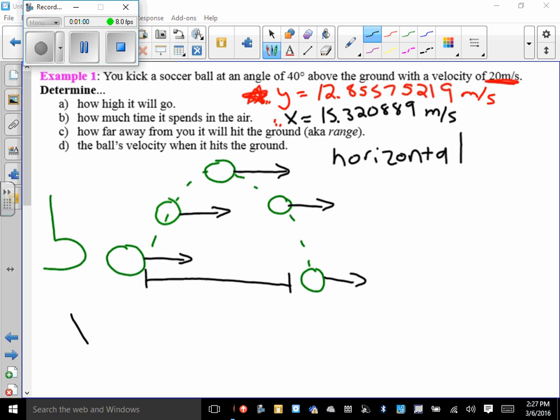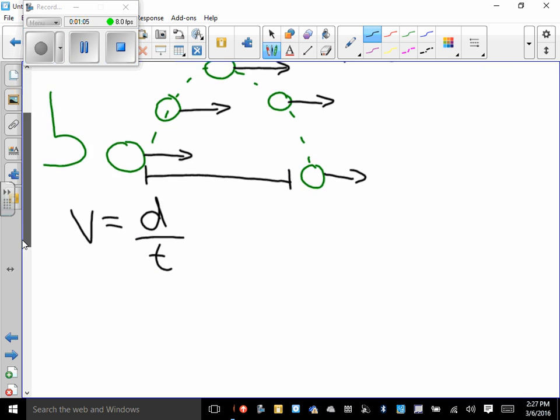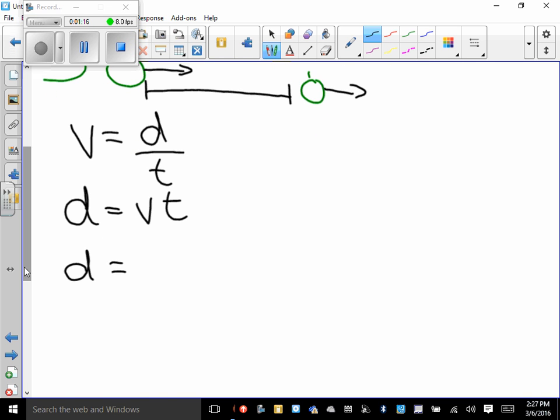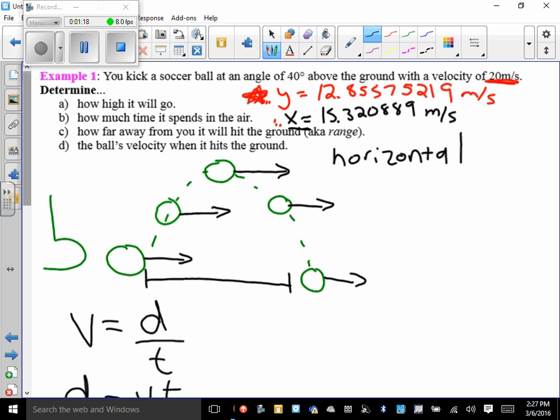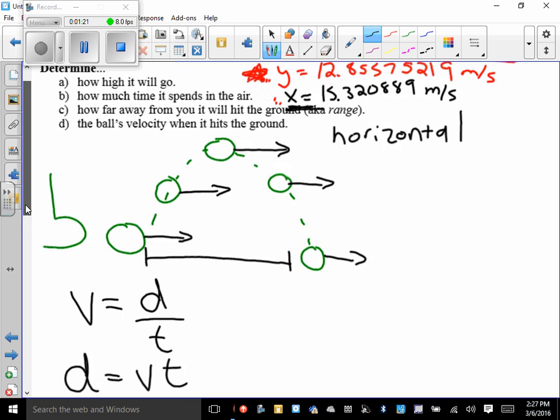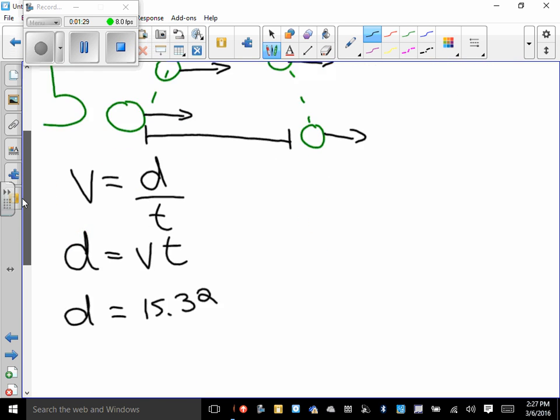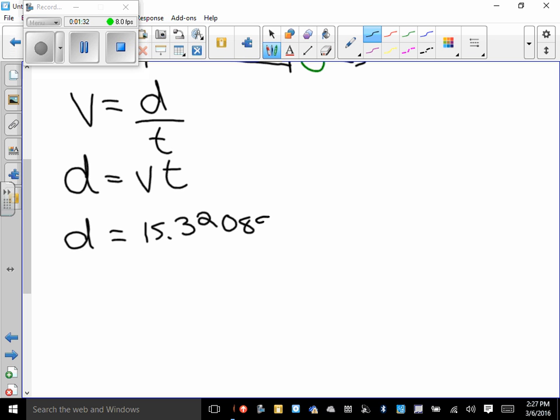Because we have constant velocity, we can use the formula velocity equals displacement over time. So I want to know that displacement. So to get displacement by itself, I'm going to multiply both sides by time. Velocity times time. We found that the velocity in the x or the horizontal was 15.320889 meters per second. And we're going to multiply that by the time.